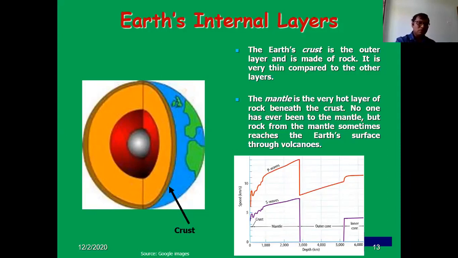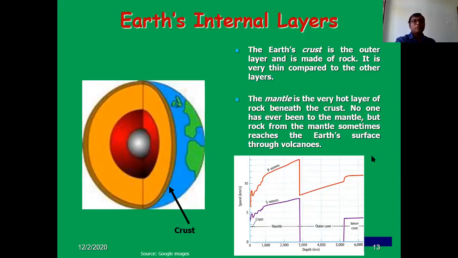mantle. So your crust is actually in a floating condition, and we are living on the earth surface. And below it is around 5000 degrees centigrade or above. Actually, this is continuously burning at the core. And the core is also subdivided into an outer core and inner core.